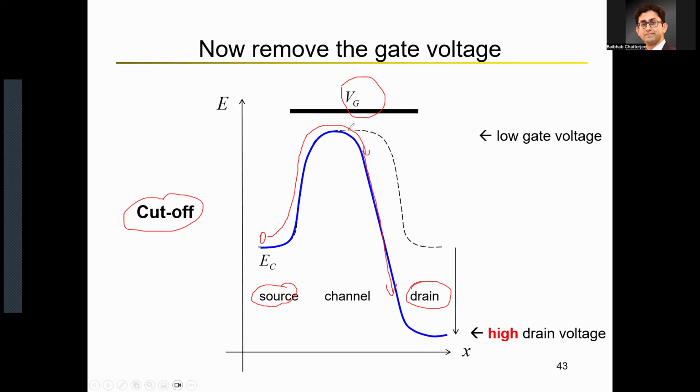The height of the barrier is too big because you have not applied a gate voltage. So if you have removed the gate voltage, the height of the barrier goes back up and you cannot have any kind of current flow, and that is the region which is called cutoff. Question?